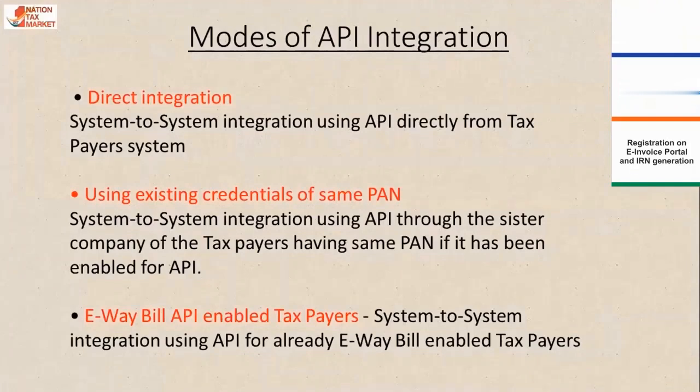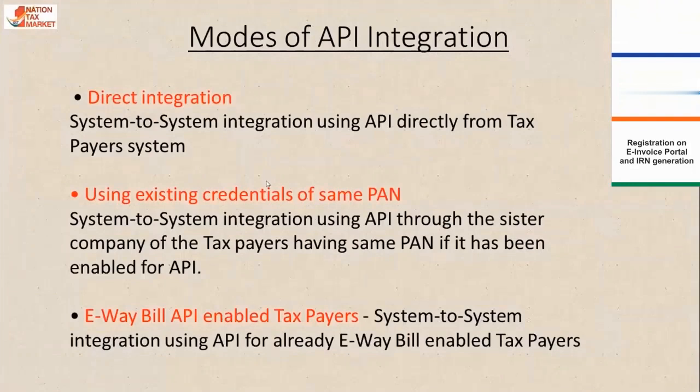If the taxpayer is coming from the GSP, then there is no need of whitelisting, because the GSP would have been whitelisted. Since there are only 59 GSPs, they can directly contact NIC and get their IPs whitelisted by sending their test reports.